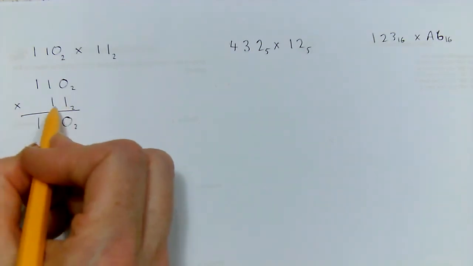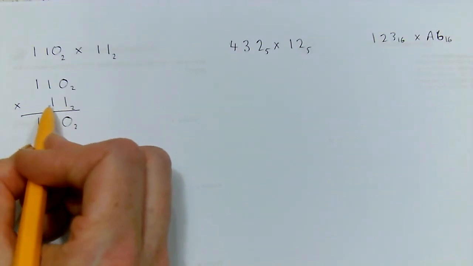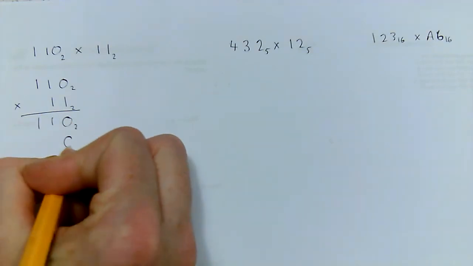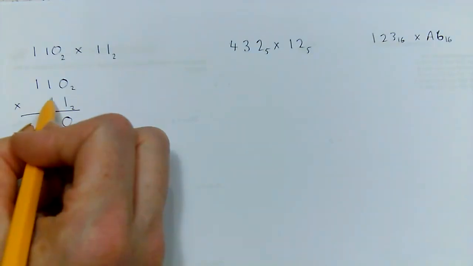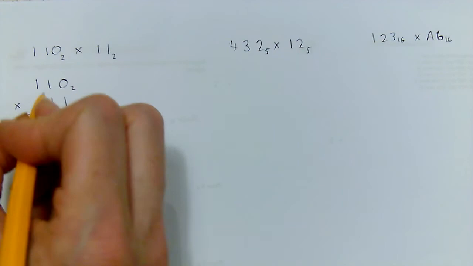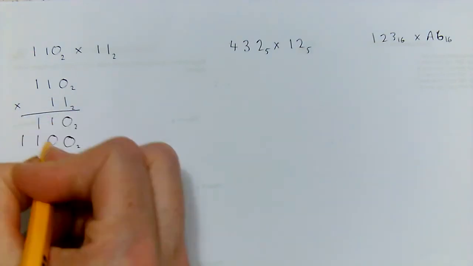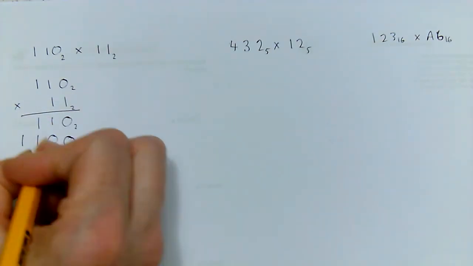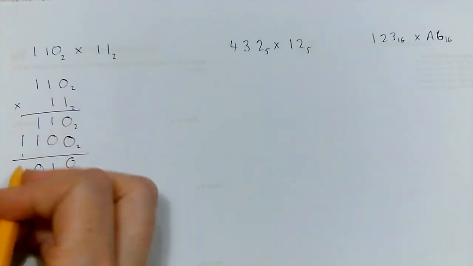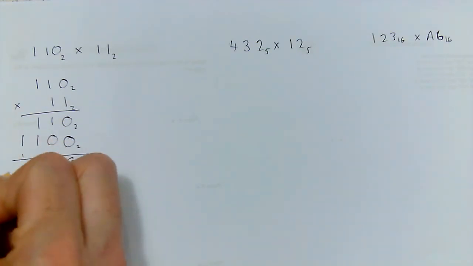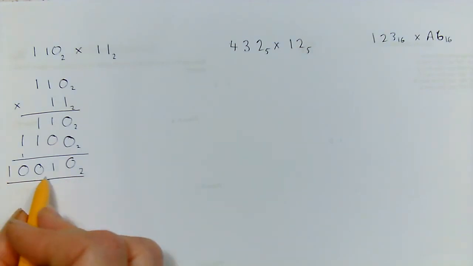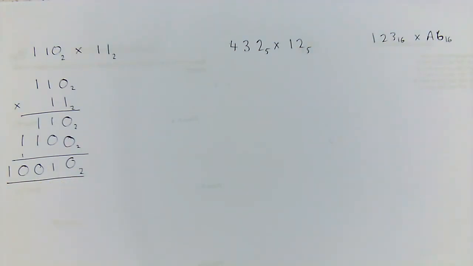Okay, for the next column, we are working in the second column, which would actually be 2's. So we've got 0 in the units column, and we're doing 1 times 0, 1 times 1, 1 times 1. Okay, and then we need to add up. So we've got 0, 1, 1 plus 1 knocks into the next column, 1 plus 1 knocks into the next column. So there we go, 1, 0, 0, 1, 0, base 2.